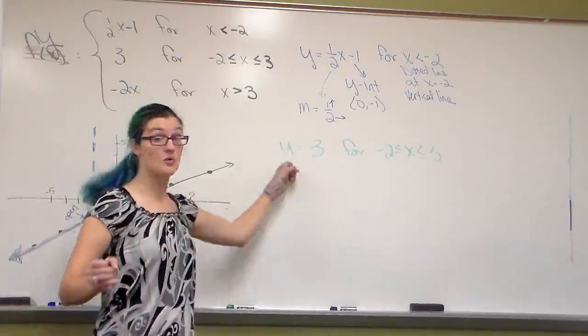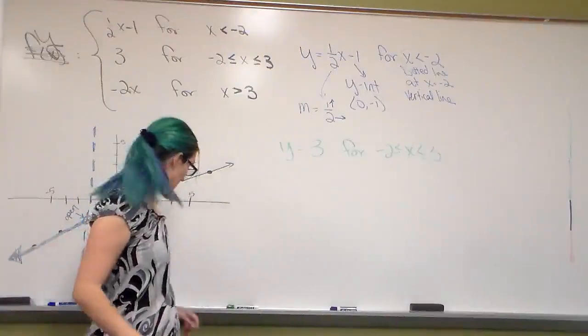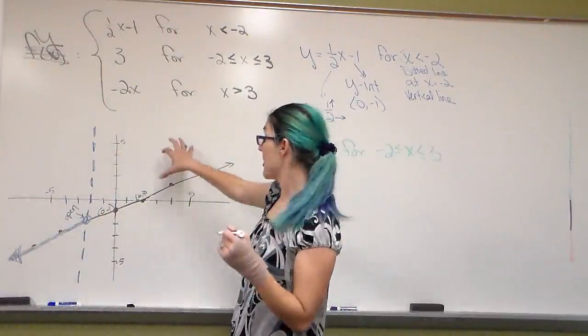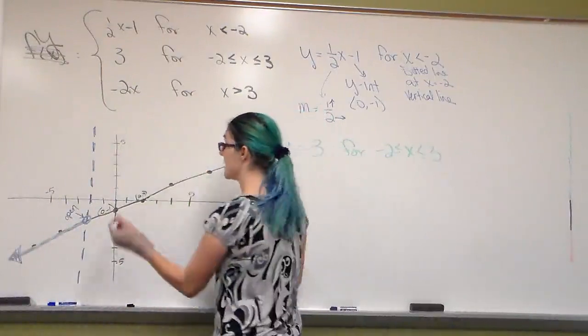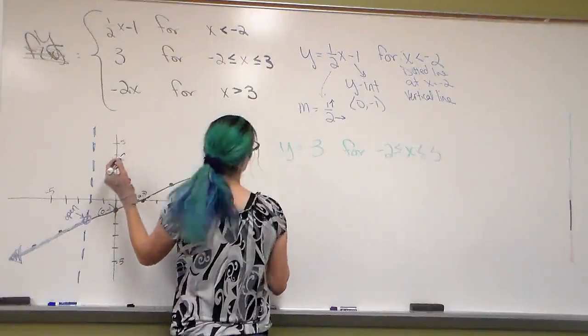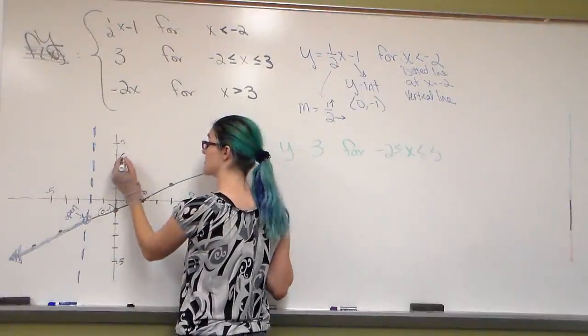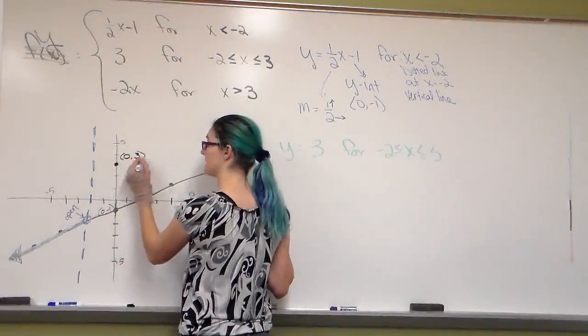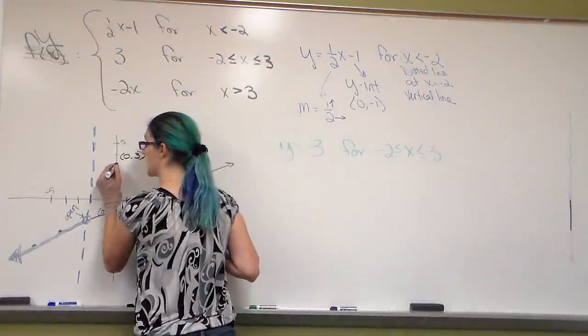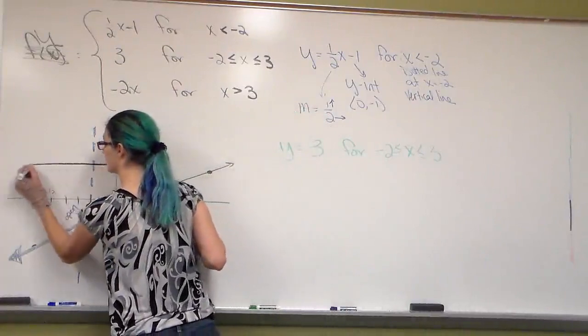So since this mentions y equals 3, and I'm going to go back in my pencil because I'm going to graph the entire line, it's going to go through the point 0, 3. Okay, and it's going to be a horizontal line.